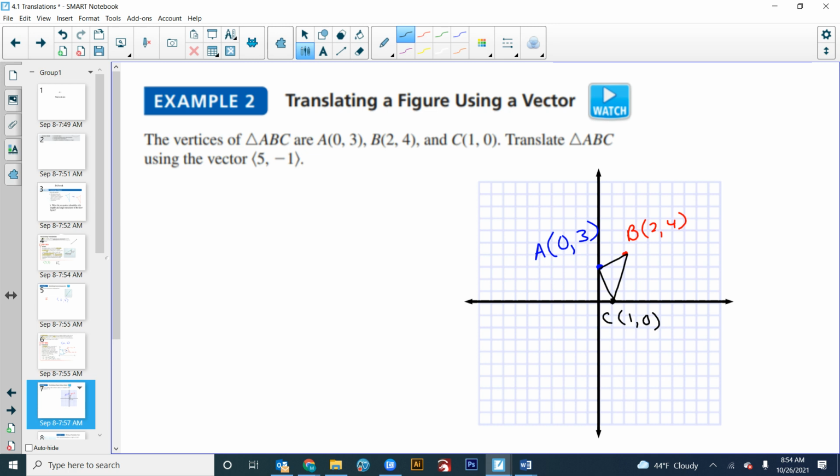The vertices of triangle ABC are A, B, and C. We graph those. Translate triangle ABC using the vector (5, -1). Bryce, what does that 5 mean? Take the points, move them right 5. Now, if there's no graph, could you do this? What would you do to A? Which value would you change, the x or the y, Olivia? X, and add 5.